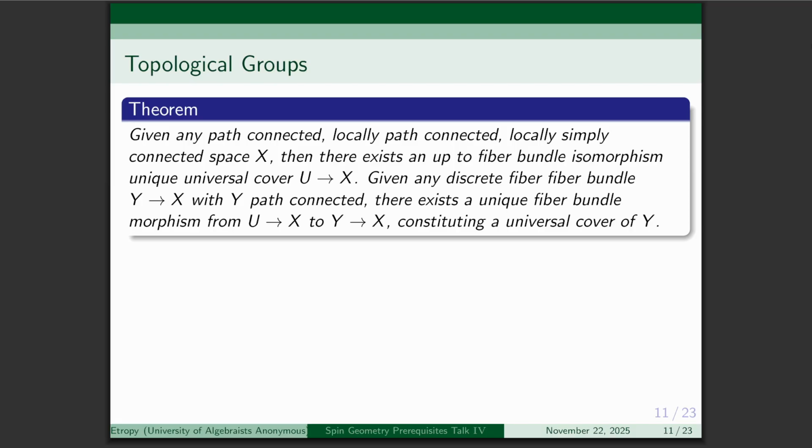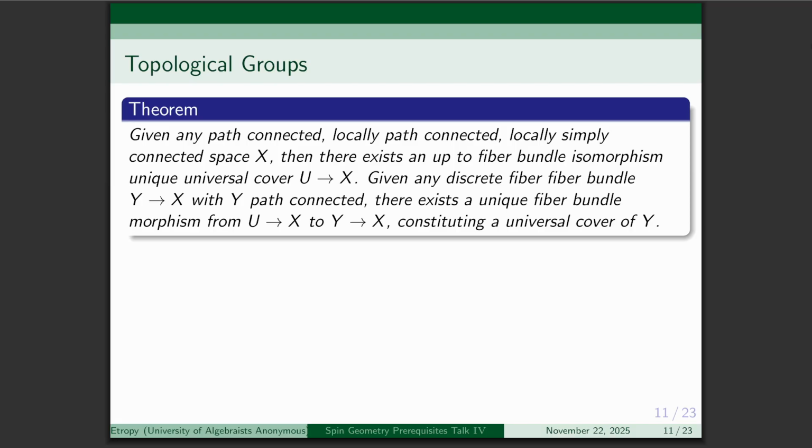Local path connectivity means that any point has, in any open neighborhood, a path connected open neighborhood. And if you assume these two, and you assume that the space is locally simply connected, and in fact one can weaken this condition a little bit to get the exact factorization. It needs to be semi-locally simply connected, which just means that the extensions may have values not in the open neighborhood where it's local, but in the whole space. If you take these assumptions, then one can prove that there exists a universal cover. And in fact, not only a universal cover, a unique up to bundle isomorphism universal cover.